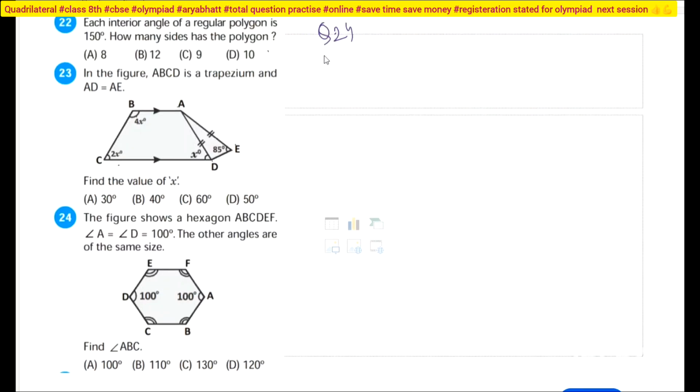Question number 24. What they are saying, the figure shows the hexagon ABCDEF. Angle A is equal to angle D is equal to 100 degrees. How much is x? 130 degrees. Right? Good. What is the formula you applied? 6 minus 2 into 180 is equal to 720 degrees, right? So the sum of the angles is also 720 degrees. So by this you will find out the value of x.